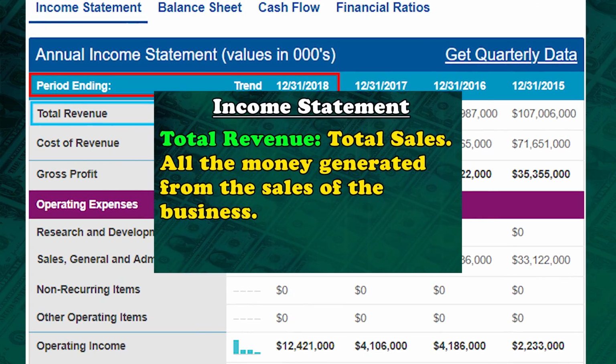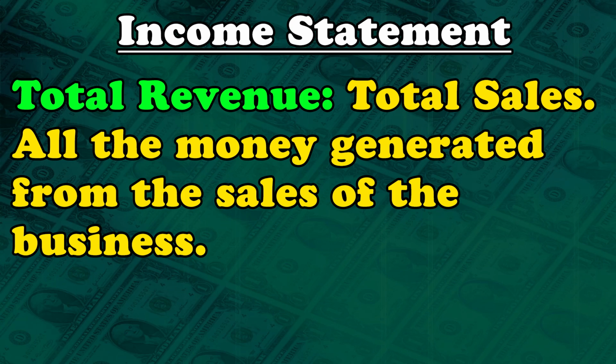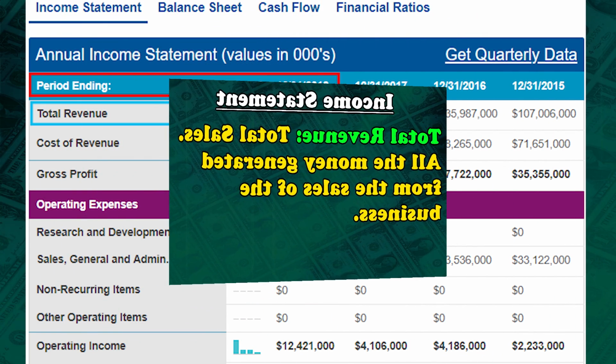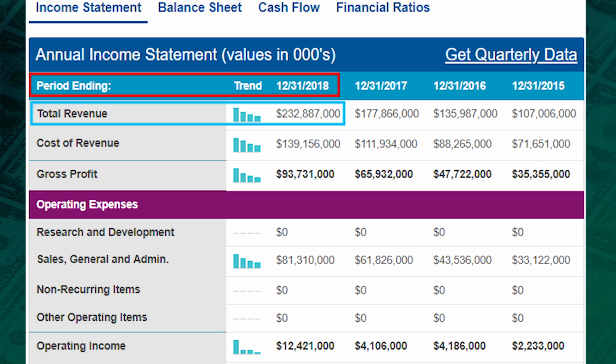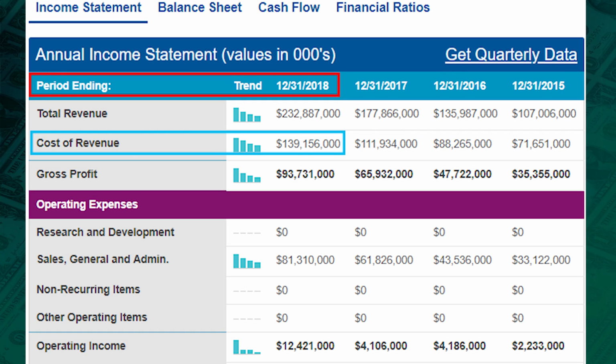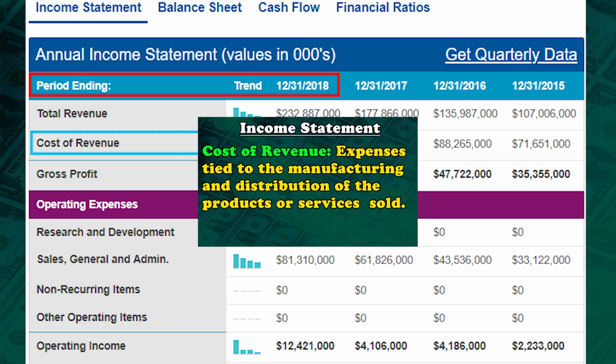Okay, starting with the total revenue, this one is pretty obvious. It's just the total sales, or the overall money generated by the business in terms of their overall sales. We can see here that Amazon generated over $232 billion in sales, basically the products and services that they sold, which is an extremely large number for a single year, and just shows you how big Amazon is.